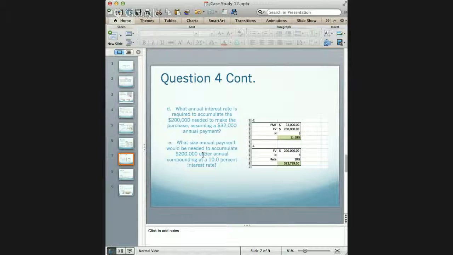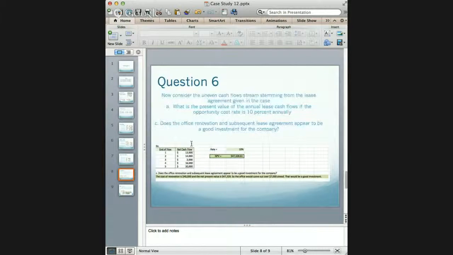Now, what size annual payment would be needed to accumulate $200,000 under an annual compounding at 10% interest rate? So they're saying, if we can't find an interest rate of 11.18% to make back on our money, what payment do we need to make instead? Let's say we can only find the 10%. How much more money do we need to put in to get the $200,000? So instead of $32,000 even, we would need $32,759.50 in order to reach our goal.